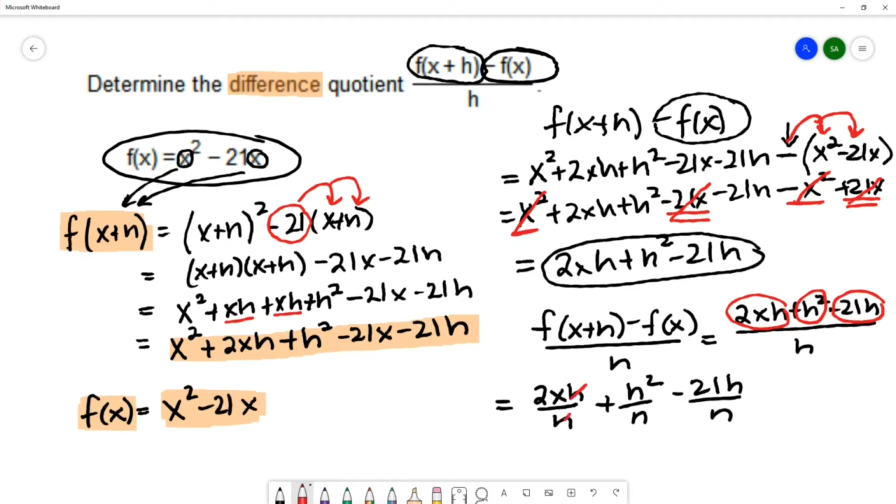The h's cancel, and on this one we have h squared over h. So one of them cancels here, and that one cancels there. We're going to be left with 2x plus h minus 21. And this is our difference quotient for the function f of x equals x squared minus 21x. So the difference quotient came out to be 2x plus h minus 21.